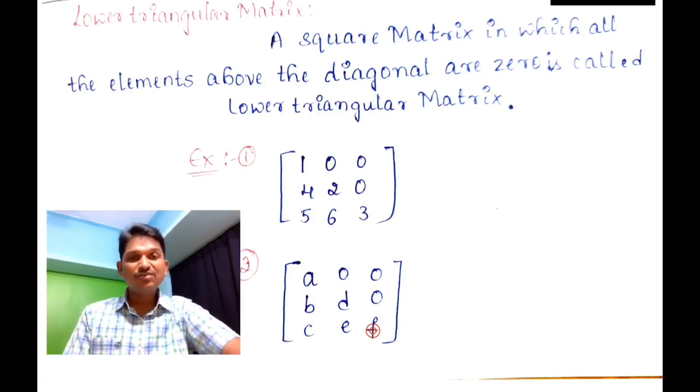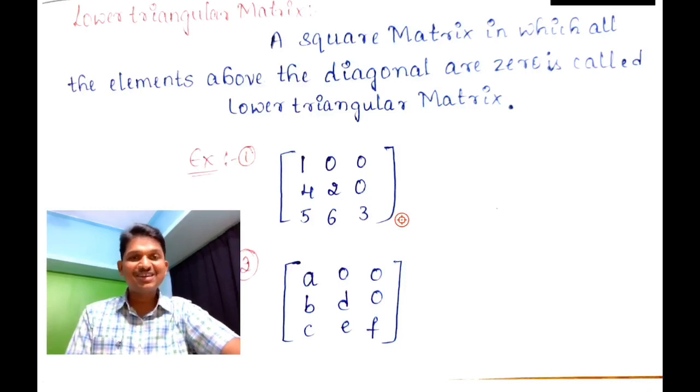So what we learned? We learned about upper triangular matrix, lower triangular matrix. What is upper triangular matrix? All the elements below the diagonal are 0. What about lower triangular matrix? All the elements above the diagonal are 0. And we know about diagonal of a matrix. Diagonal of a matrix exists only in square matrices. What is diagonal of a matrix? In a square matrix, the line joining from first element of a first row to the last element of a last row is called diagonal of that matrix.